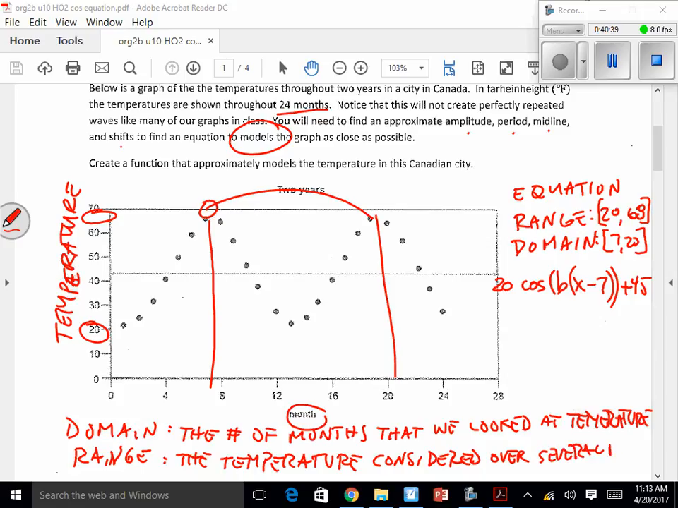If you are not good with describing this part, you're kind of in the safety zone. Just write something down, give it a shot. This isn't the part that will kill you. All this other stuff is. I can say the temperature considered over several months.